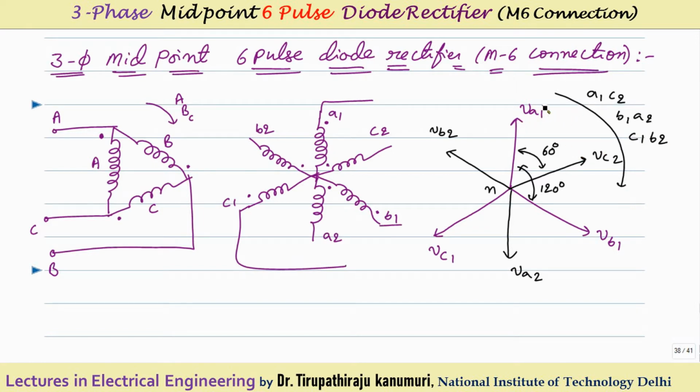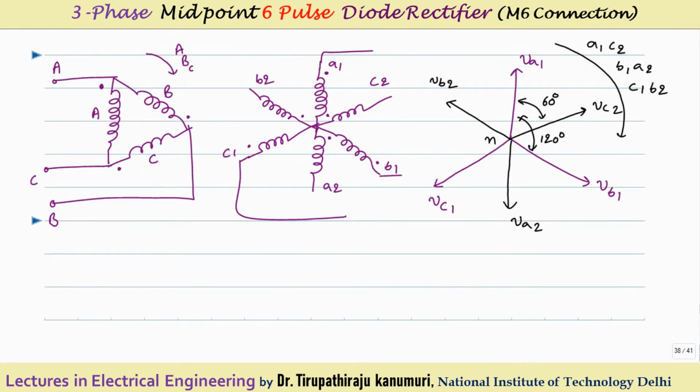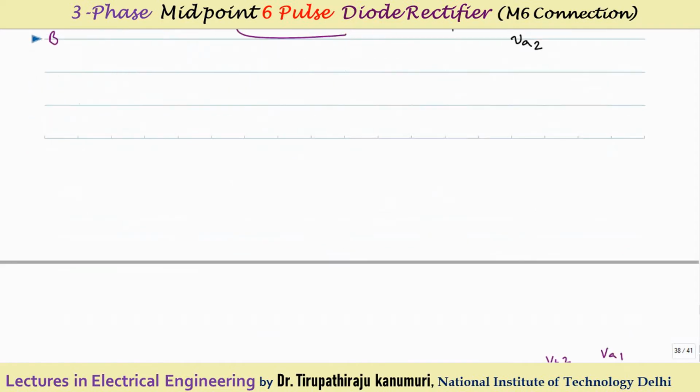For the output waveform, initially A1 will get the maximum value, then C2 will get the maximum value, then B1, then A2, then C1 and then B2. That means the phase displacement between adjacent windings will now be 60 degrees only instead of 120 degrees. I hope that up to here the basics are clear to you, so let us proceed further. If you want the complete detail of how to draw the diagram and other things, please refer to my transformers playlist.